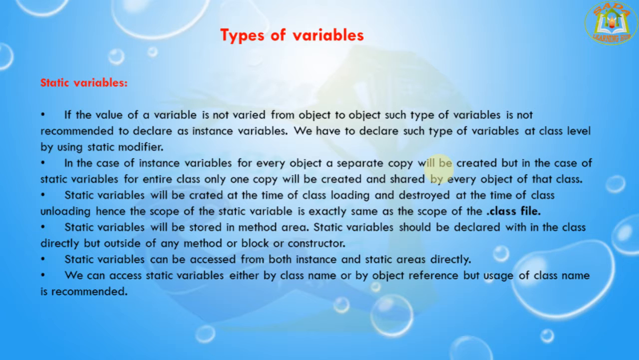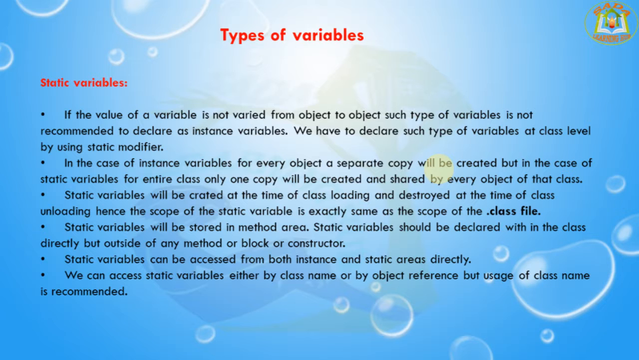In the case of instance variables, for every object a separate copy will be created, but in case of a static variable, for an entire class only one copy will be created and shared by every object of that class.